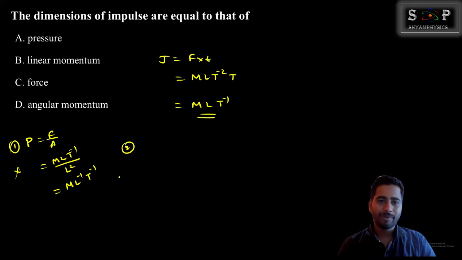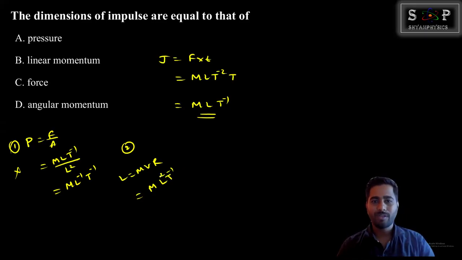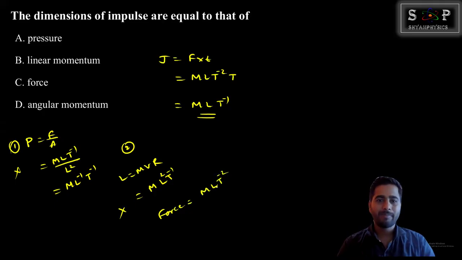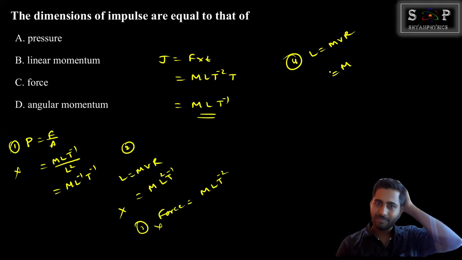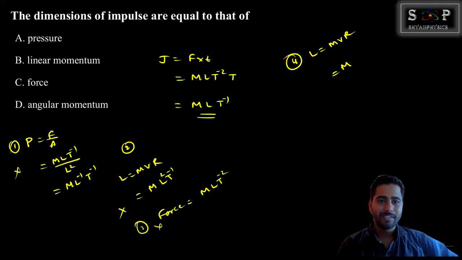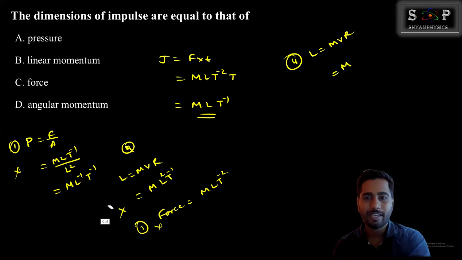Second option, linear momentum. L is equal to m v r. Mass, for velocity L T to the power minus 1, for radius one more length, L square. So this is also not matching. Force is equal to M L T to the power minus 2, so it is also not matching. Third one. Coming to the fourth one. Fourth one says angular momentum. Angular momentum L is equal to m v r. So we did a mistake. This is the fourth option. Oh, actually, I'm making a mistake.